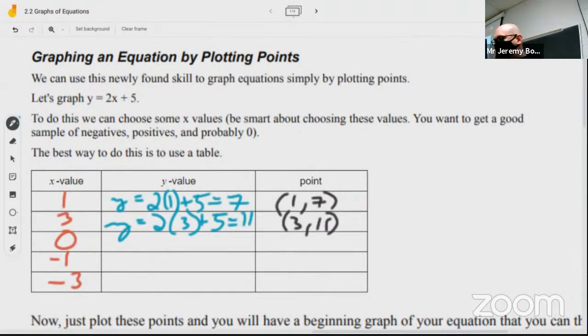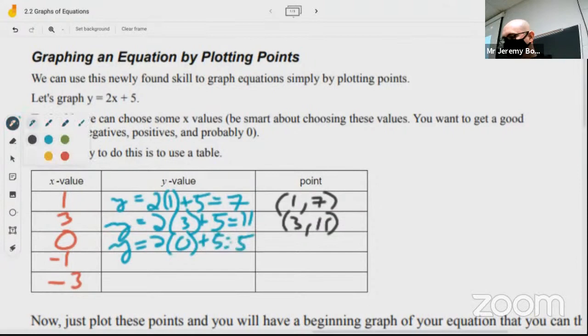Zero, always a good idea to do 0 if you can, if it's in the domain. And so y is equal to 2 times 0 plus 5. That is just going to be 5. So we have the point 0, 5. And notice I didn't use 2 for an x value. You could. I just want to space it out a little bit so you can see what kind of action's going on. This is an incredibly complex equation we're looking at right now, but they'll get more complex as we go. And let's do -1 next.